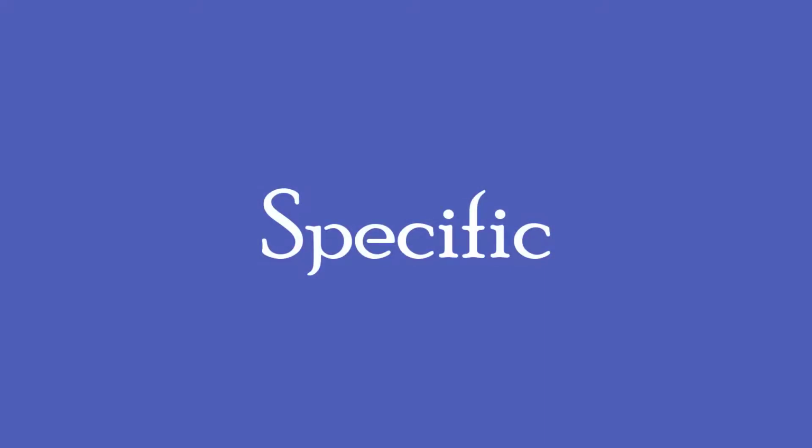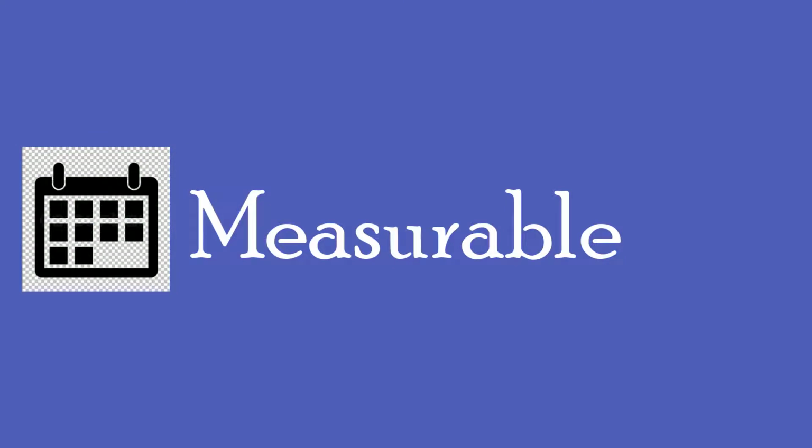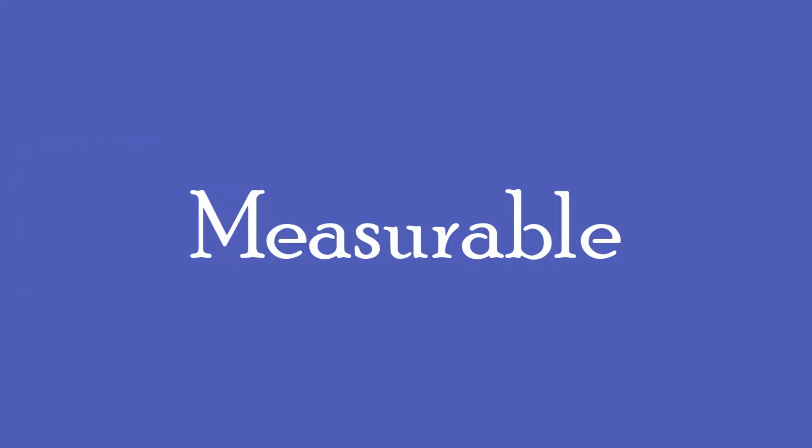Specific. Objectives need to be clear and specific, not general or vague. It's easy for a client to complete objectives when they know exactly what they need to do. Measurable. Objectives need specific times, amounts, or dates for completion so you and your clients can measure their progress.